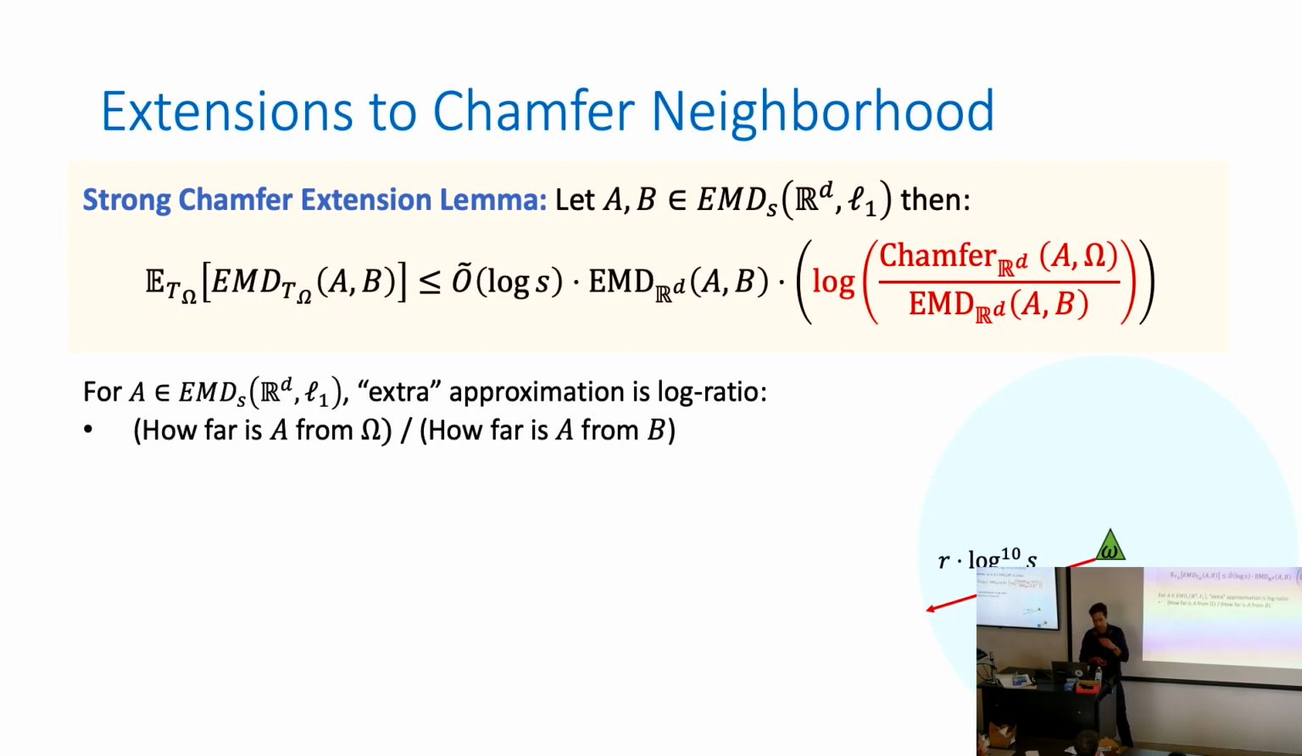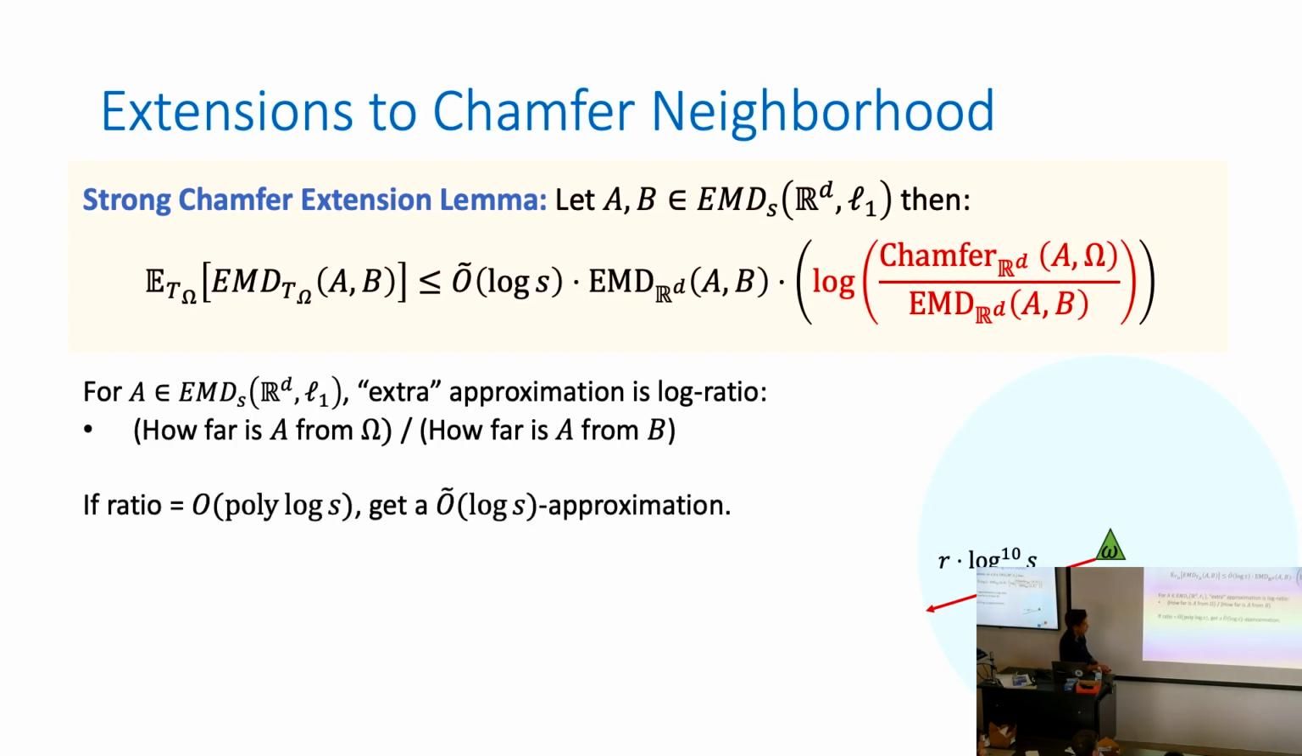So the picture: if I have A and B and their distance R, but R is much smaller than the distance to omega, but let's say the distance is only R times log 10S from the nearest sample point omega. Well, then this is saying that A and B will get a better approximation. It'll only be a log S blow up because this ratio is bounded by about log 10S.